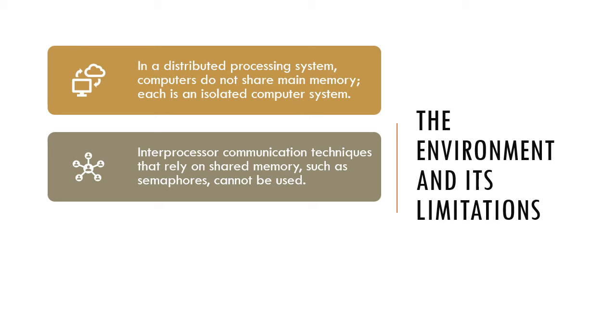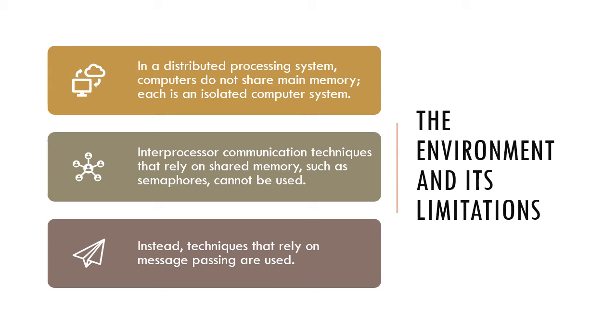Previously, what we were doing was that one processor wrote in the shared memory and the other processor read from the shared memory. And in this way, we were using variables in the shared memory to pass data. But now there is no shared memory. So we cannot use variables or structures that are something like variables, for example, semaphores, which are actually protected variables. Instead, techniques that rely on message passing are used.